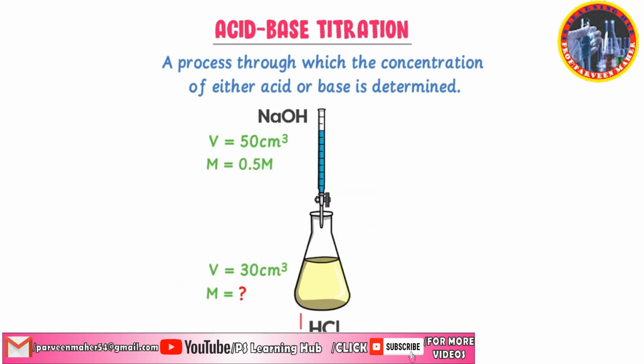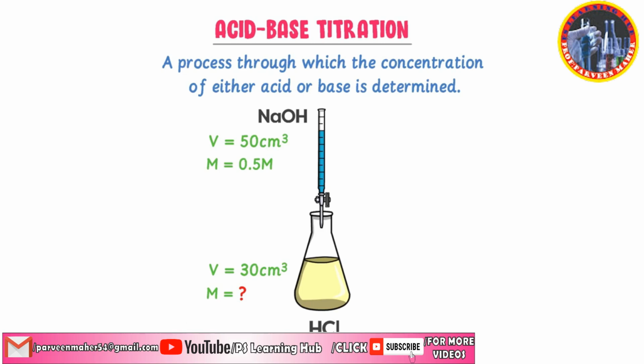Also, we know that acid like HCl reacts with base like sodium hydroxide to form salt plus water. So we would react acid HCl with base like sodium hydroxide. Hence this whole process is called acid-base titration.